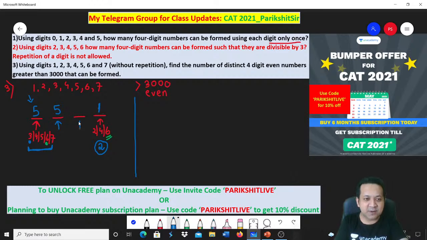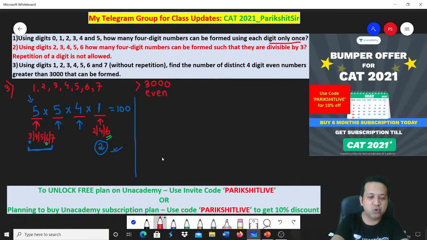Similarly, the tens place. Remember, repetition of digits is not allowed. Out of the 7 digits, you have already selected 3 digits. So 7 minus 3 gone, 4 are remaining. Any 4 you can select now. So how many such numbers are there? 5 into 5, 25, 25 into 4, 100, 100 into 1, 100 such numbers with the unit digit as 2.